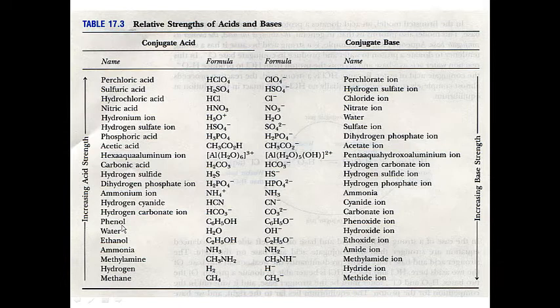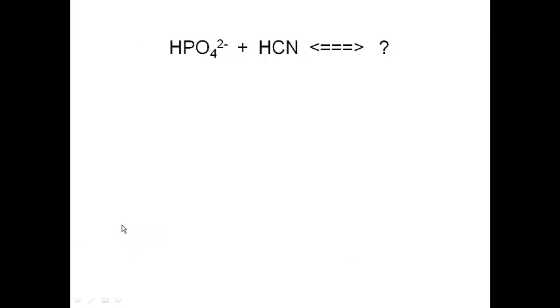Now, there's all sorts of tables that involve relative strengths of acids and bases. And this just happens to be one of them that we can use. This is a non-mathematical chart, so there's no Kas or pKas for this chart. It just simply relates the strength of different acids and their conjugate bases. Okay.